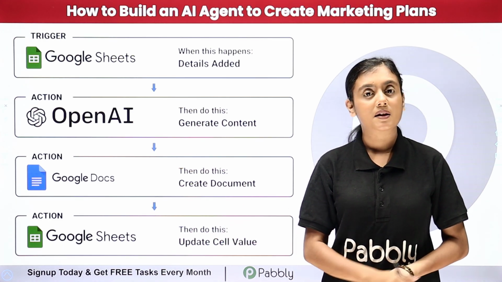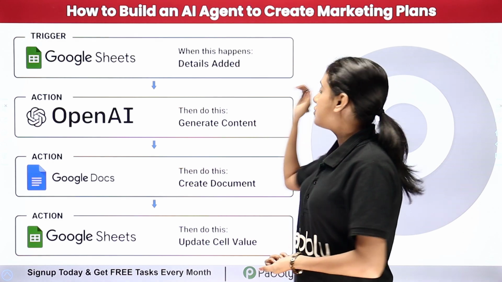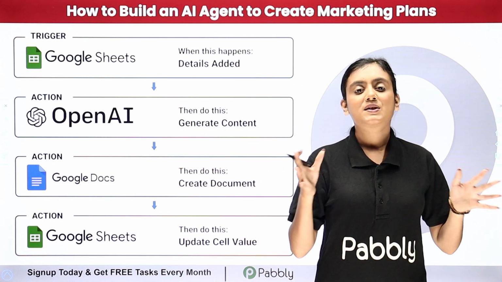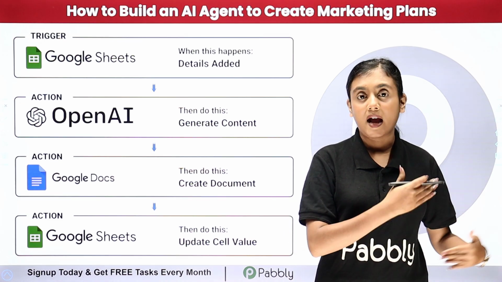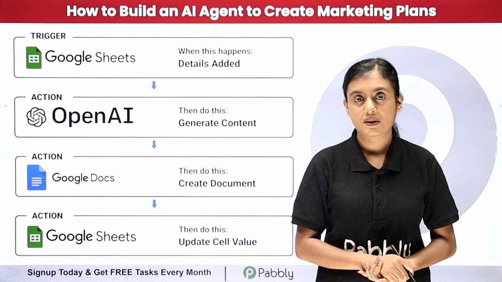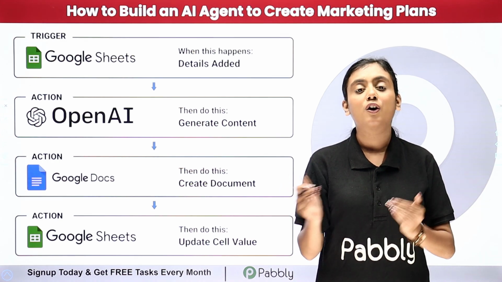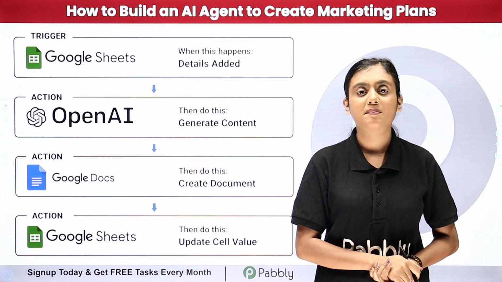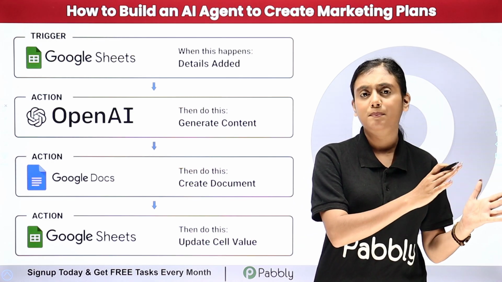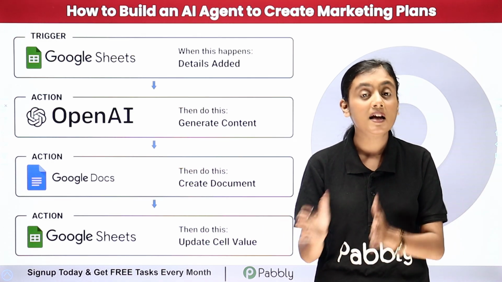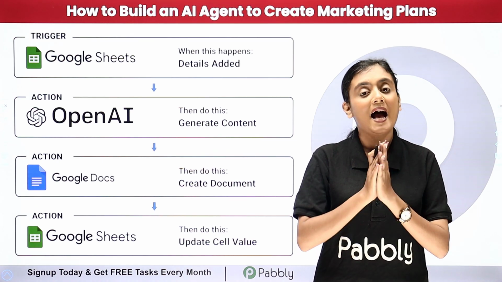In this video, we're going to learn how to build an AI agent to create marketing plans. So I'm an owner of a digital marketing agency and I have a lot of clients who have different marketing goals. Now, I have created the record of each and every marketing goal in my Google Sheets. And now generating and creating marketing plans for every marketing goal is very time consuming and hectic.